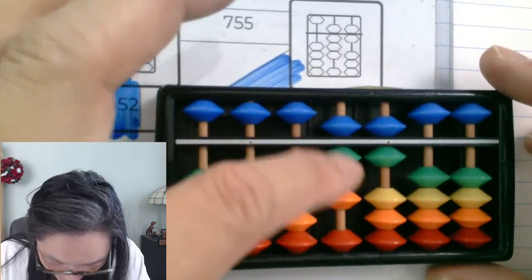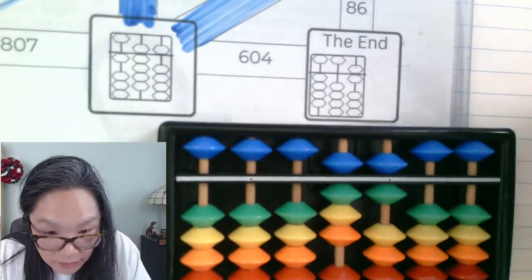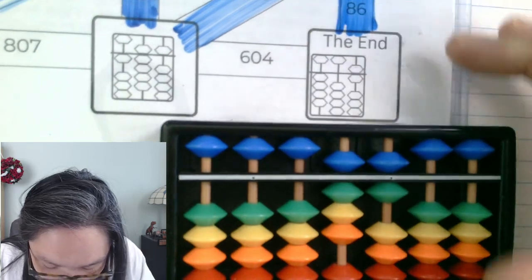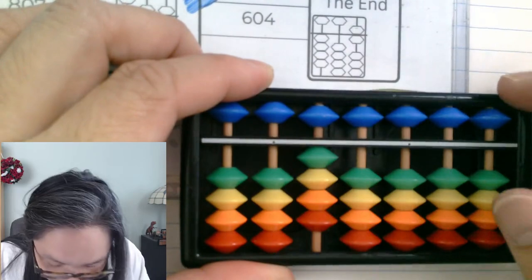86. Yes, 86. Easy, right? Easy. Thank you, Neon. And then we have our last one. We have this.